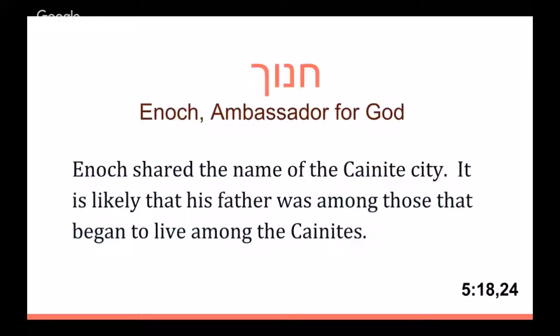I'll find it. So Enoch, he shared the name of the Cainite city, not Canaanite, Cainite city. Yeah, there he is. And it is likely that his father was among those who began to live among the Cainites. So Henry's theory. I've got it.